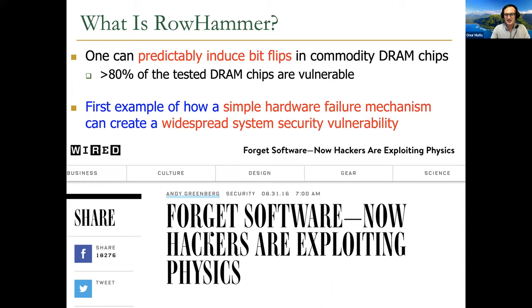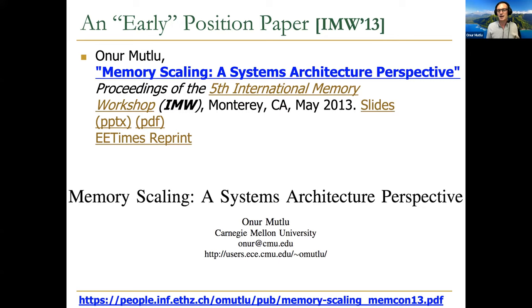Somehow my computer is racing ahead of me. But the reliability issues with memory have been long known, right? There's nothing new about reliability in memory. This is a position paper that we were invited to write to International Memory Workshop in 2013, where we argued that these reliability issues were going to get much worse. We were investigating RowHammer, but we didn't really release the results at that point yet. And we were arguing for a systems architecture perspective, meaning we need to think holistically about these issues. And I will argue for that in this presentation as well.